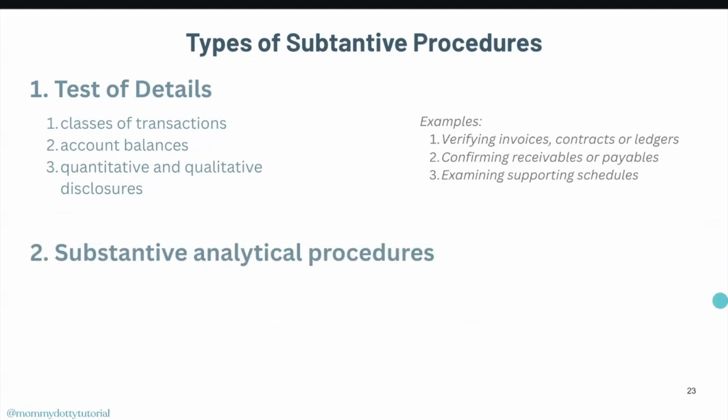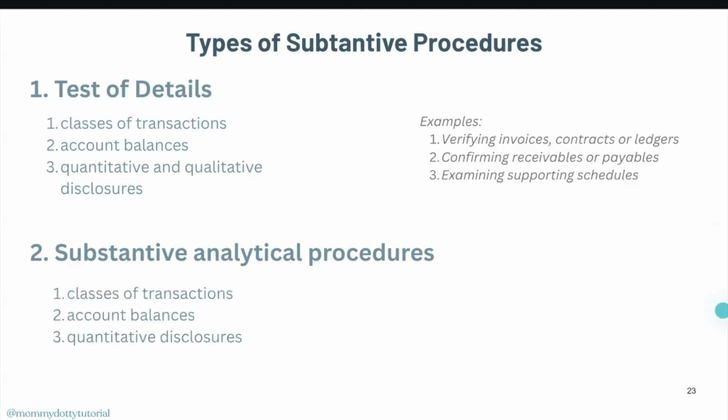Substantive analytical procedure. So when results, as I mentioned to you, show a deviation or a big fluctuation from expectations, it signals possible misstatement. Okay. Classes of transactions, account balances, and quantitative disclosures. Examples: comparing financial data with expectations. Expectations is like the budget or the forecast. You expect, because the client told you, that there's an increase of sales from prior year by about 10%.